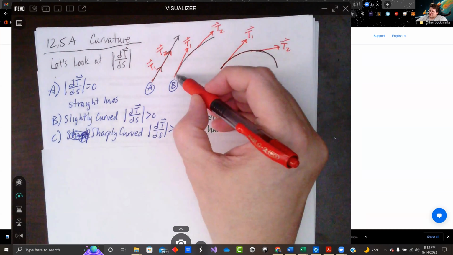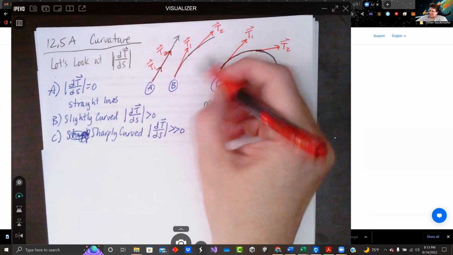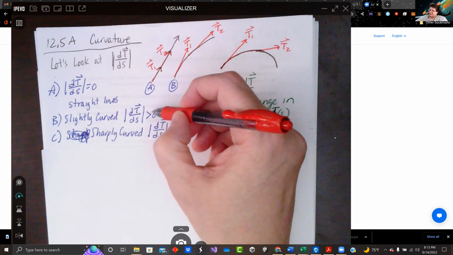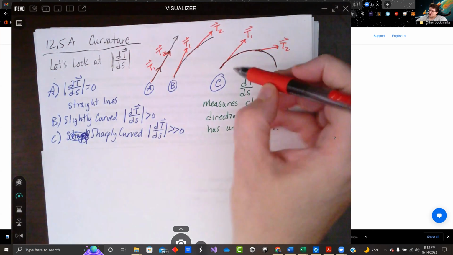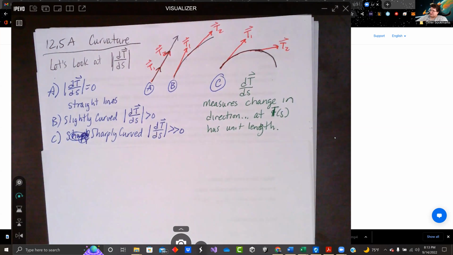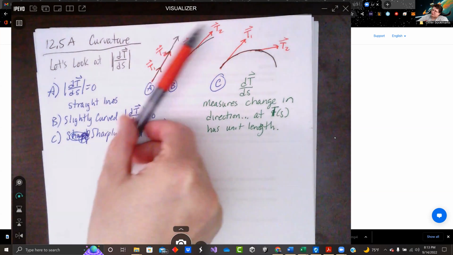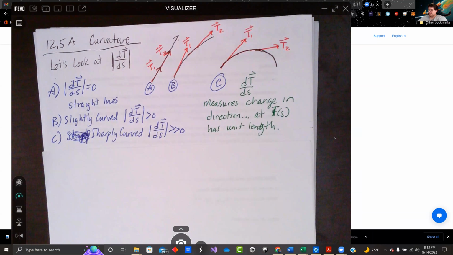If there's just a slight curvature, then the absolute value of dT/ds is just a little bit above 0. And if we're sharply curved, this is going to be quite a bit above 0. Since dT/ds has unit length, it's just measuring the change in direction. Like, how much is it changing in direction? There's no change here. It's changing slowly here. It's changing rapidly here.